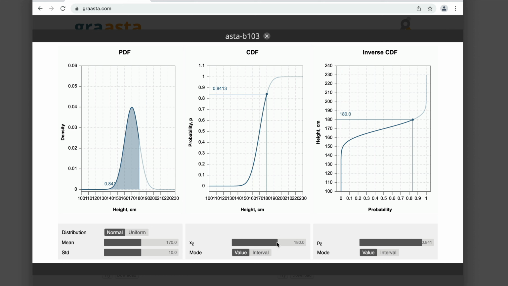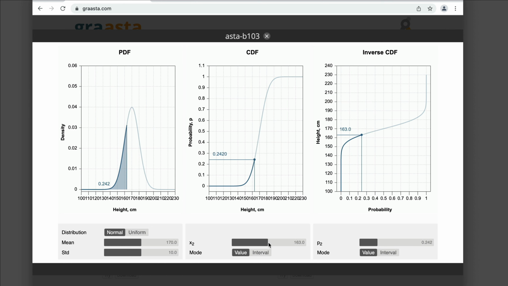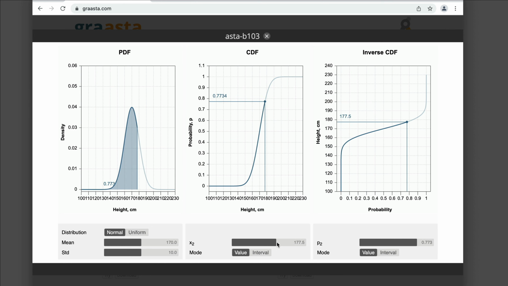So you can see that if you start changing the values, these percentiles, or these probabilities, change. Again, if I take 170, you can see it's 50%, or 0.5 probability. And this is exactly in the middle of the curve.